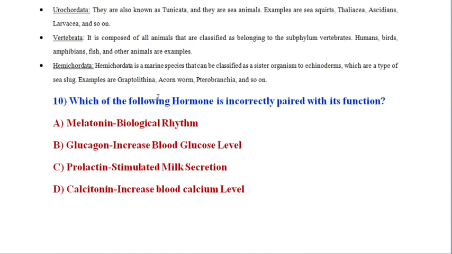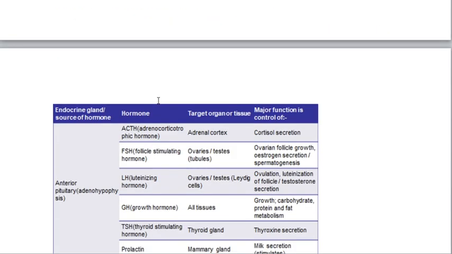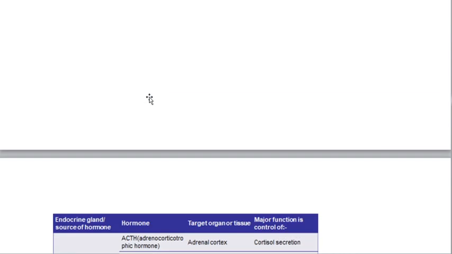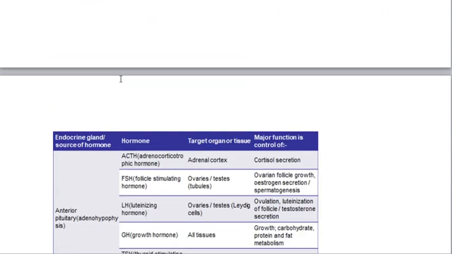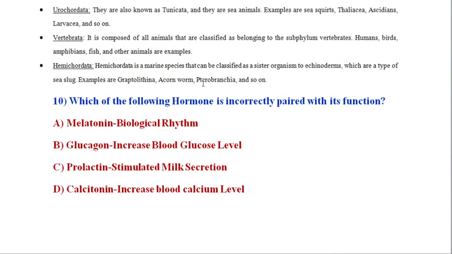Okay. Next, which one of the following hormones is incorrectly paired with the function? If you check our GATE revision series for both biotech and life sciences, you will be able to easily answer the question. First, the hormone melatonin is produced from the pineal gland and its function is biological rhythm. So that's the correct one.